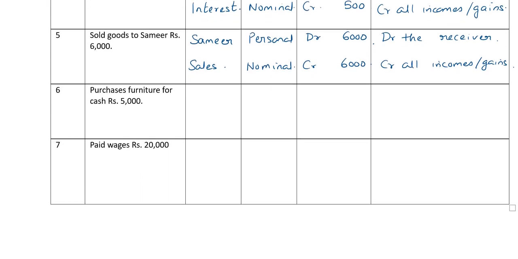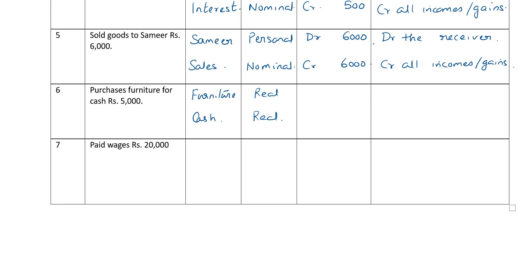Purchases furniture for cash rupees 5,000. In the accounting equation, the furniture increases and the cash reduces. So the two accounts involved are furniture account and cash account. Furniture is a real account. Cash account is also a real account.